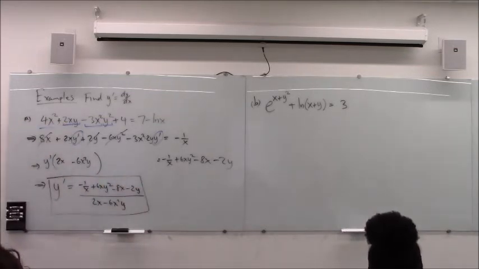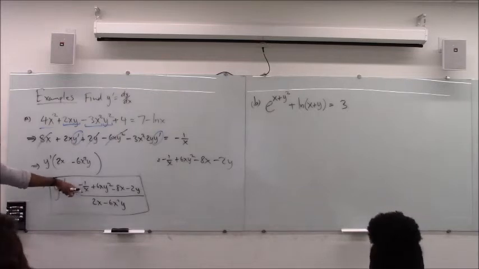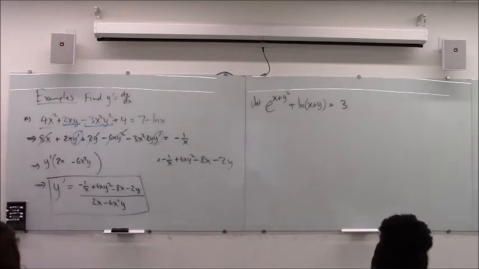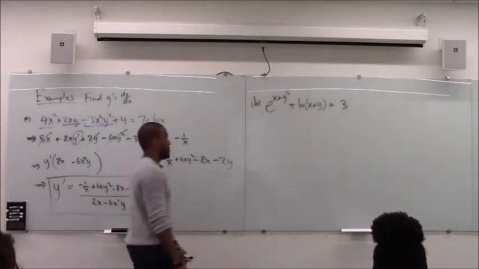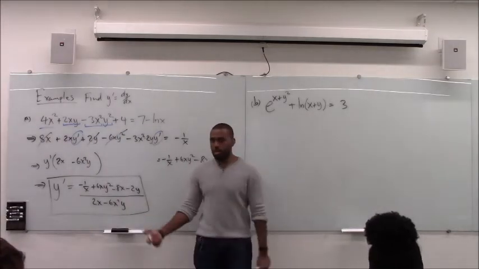Now, if this were the textbook, they'd probably multiply by x over x to get rid of that 1 over x, but this is fine. If you get here, you're fine. Any questions on this one?